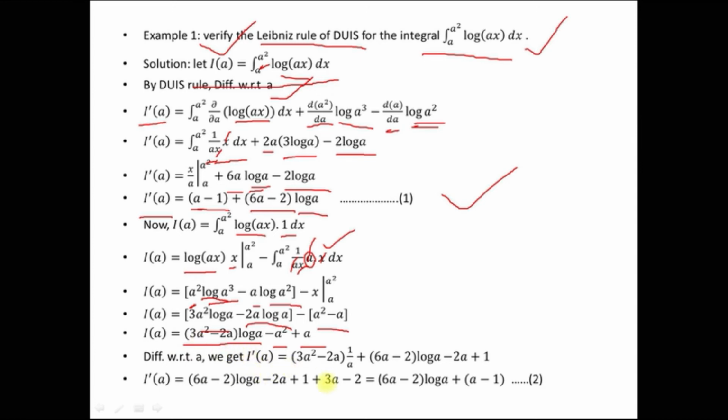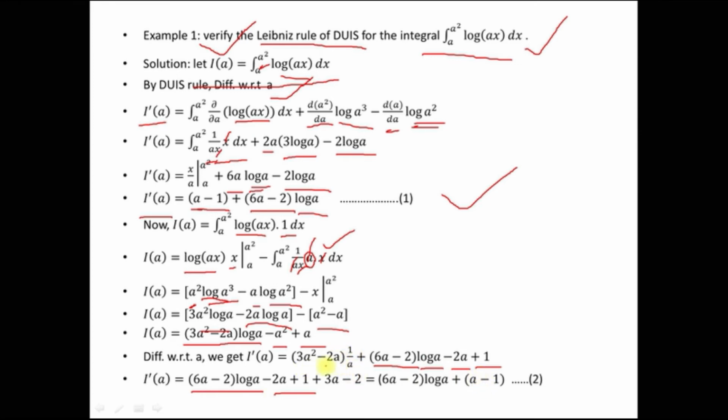Differentiating with respect to a, I dash of a is equal to 3a square minus 2a, using the u into v rule of differentiation, so 3a square minus 2a into the derivative of log a, which is 1 upon a, plus log a as it is here, into the derivative of 3a square minus 2a. The derivative of a square is 2a, so 3 into 2a is 6a, minus the derivative of 2a, which is 2. Then the derivative of a square is 2a, so it is minus 2a, and the derivative of a is 1. Now by simplifying, 6a minus 2 into log a we have taken here already, then minus 2a plus 1 as it is.